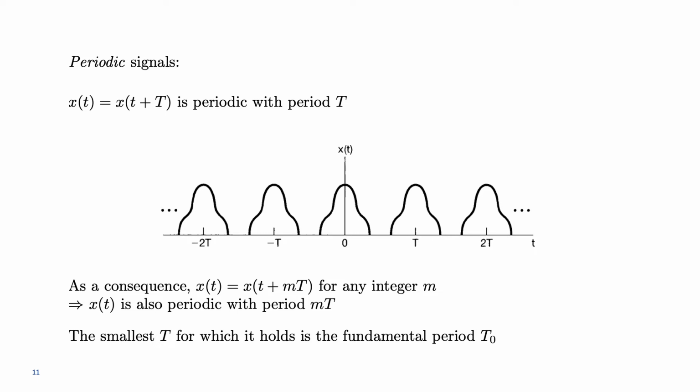Notice that if x of t is periodic with period T, then it is also periodic with period mT for any integer m. What it means is that that condition up there is also satisfied for mT, right? So it's also periodic with period 2T, 3T, 4T, etc. However, the smallest T for which this condition holds is what we call the fundamental period, T0.